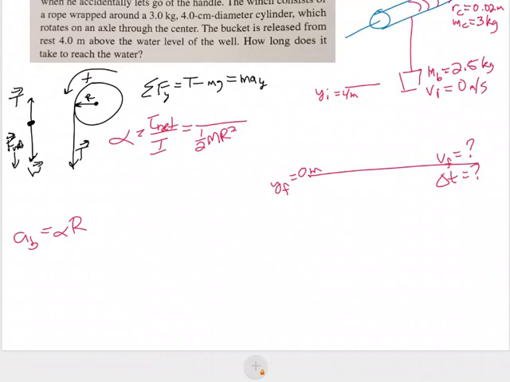Okay. So what do we have then? What does this equal? Well, alpha is the torque net over I. Alpha is torque net over the moment of inertia. Yeah. Okay. Torque net is just alpha over R.